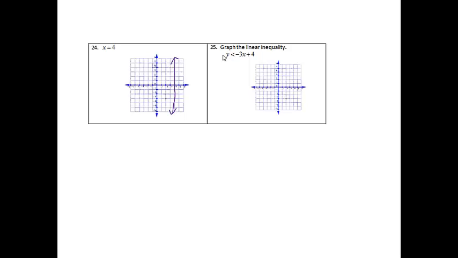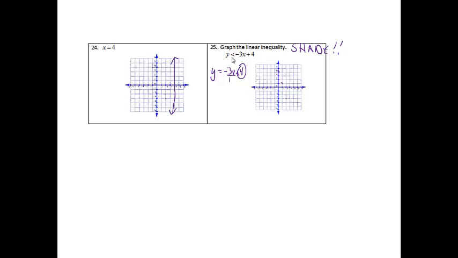Okay, number 25 says to graph the linear inequality, and we have a less than sign, so we know that when we are done, we are going to have to shade. All right, so we'll just pretend like this says y equals negative 3x plus 4 for the time being. So we'll start at the value without the x on it, so that's our y-intercept, so we're going to go up to 4. And then my slope is negative 3, so I'm going to put a 1 under it, which means we're going to go down 3 and over 1.